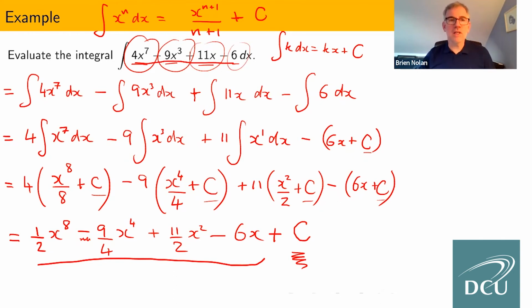Okay, so there's an example of using the first basic rules of integration to evaluate a non-trivial integral. And we could then use that to measure areas on graphs, or maybe the length of a curve, or maybe some other application.